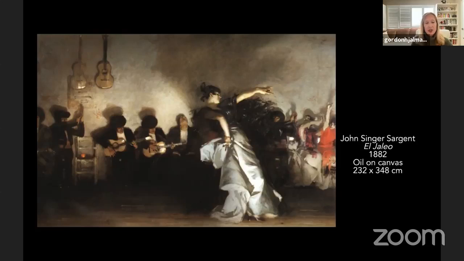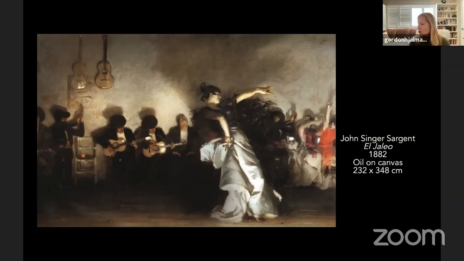You can see these musicians, they're performing, they're singing. And this word jaleo refers to when flamenco music and dancing occurs, we have clapping and singing. And so it's kind of a standard form. She is an exquisite woman. She seems to be captured in movement. You can definitely see the black and white influence, the chiaroscuro that is influenced by Velázquez.